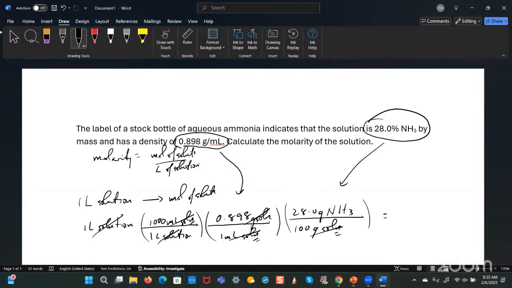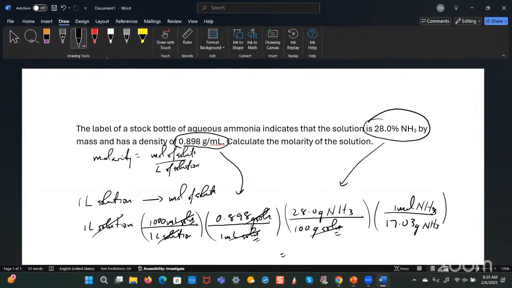So let me take out the equal sign here. And so to find the moles, of course, we have to go to the periodic table, and if I remember correctly, the molar mass of ammonia is 17.03 grams of ammonia. And that would be equal to 1 mole of ammonia, which will go up here as numerator. Okay, so now we can do the number crunching. So as I was saying, 1,000 times 0.898 times 28 divided by 100 divided by 17.03.